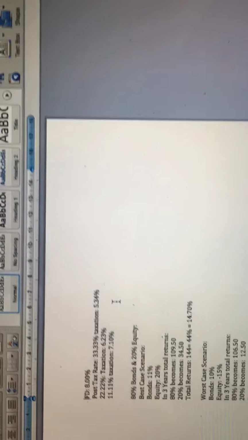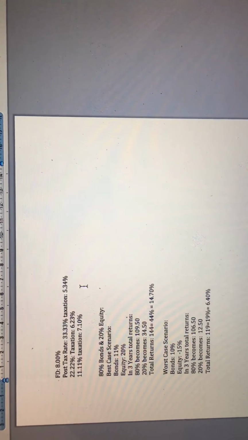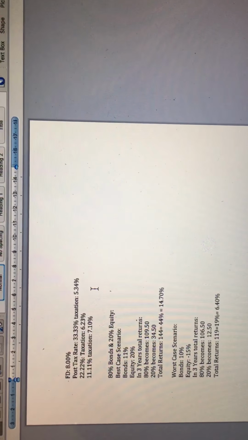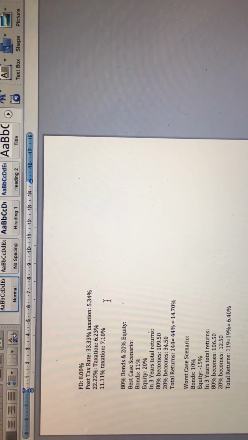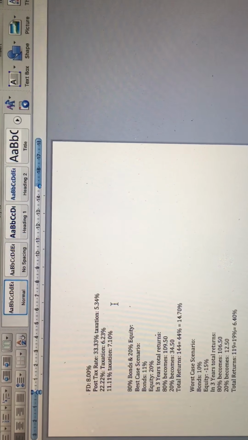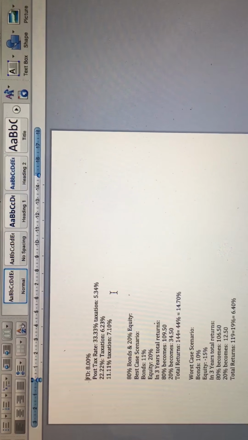I'll first of all do the differences between FDs and hybrid products. So this is the file for that. Let's say an FD is giving me 7.25% these days, but let's say I take it on a higher side at 8% as well. A post-tax return for a 33.33% taxation bracket person will be 5.34%, for a 20% taxation bracket it would be 6.23%, and for a 10% taxation bracket it would be 7.10%. These are the post-tax returns in an FD.